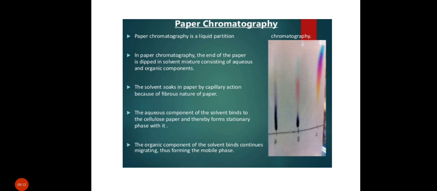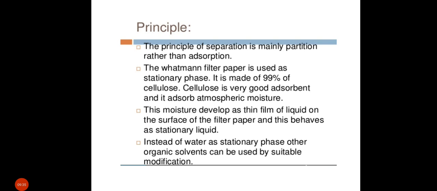The aqueous component of the solvent binds to the cellulose paper and thereby forms the stationary phase with it. The organic component of the solvent continues migrating, thus forming the mobile phase. Now see the principle of paper chromatography. The principle of separation is mainly partition rather than adsorption.